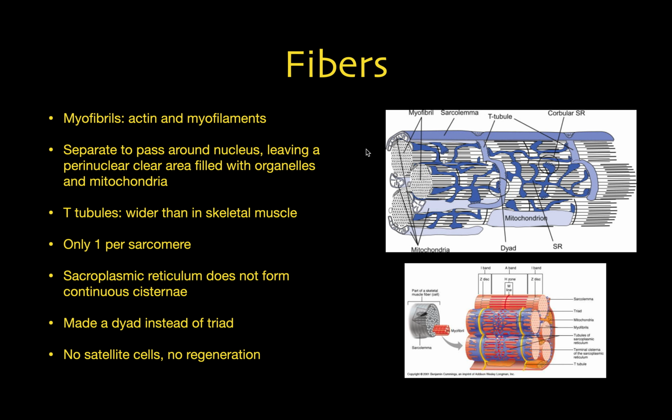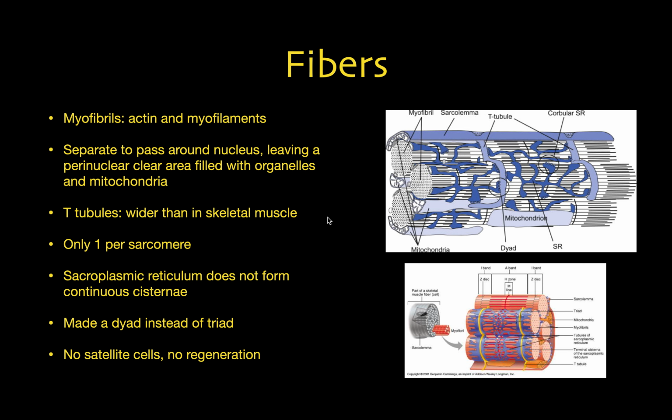Okay, so of course there are the myofibrils, which are the actin and the myofilaments, and they separate to pass around the nucleus, which makes it kind of like a Y shape around the nucleus, leaving a perinuclear clear space filled with organelles and mitochondria.